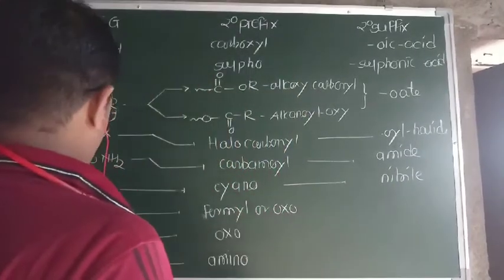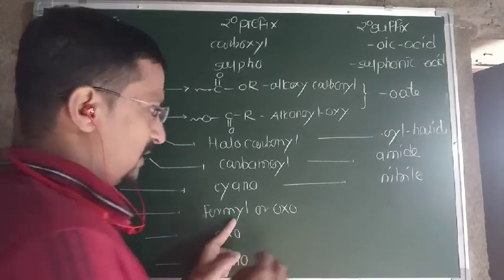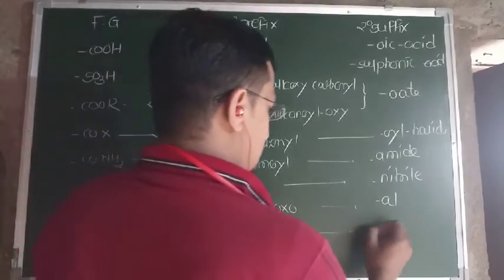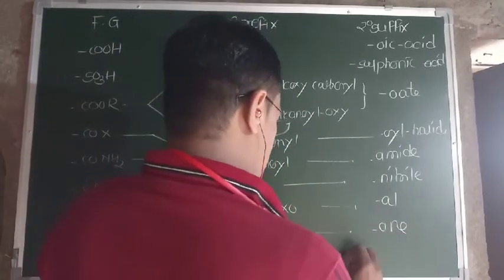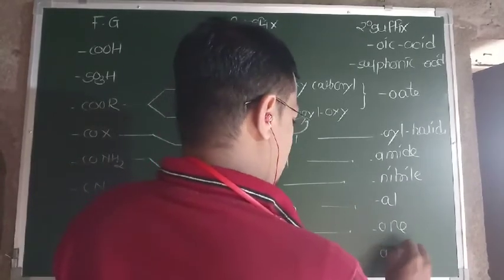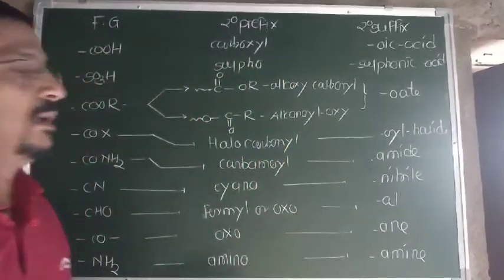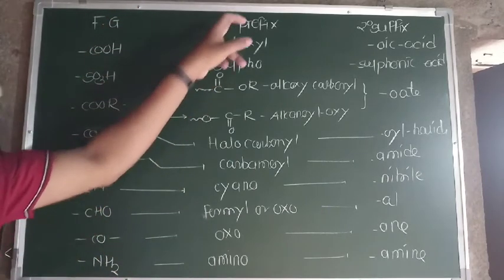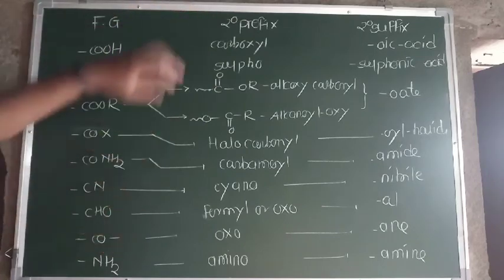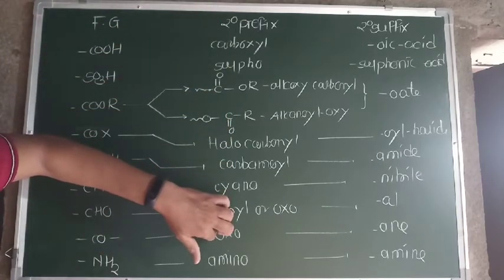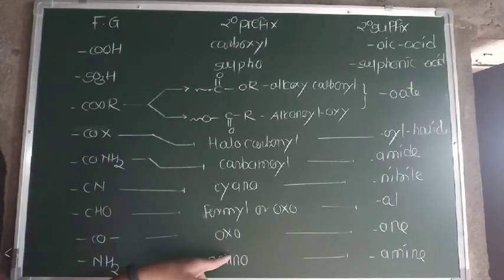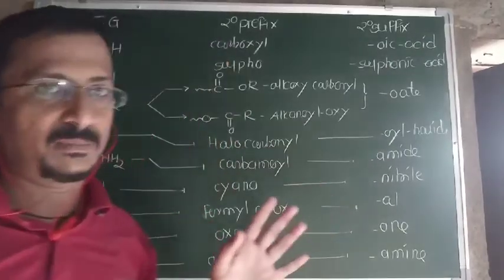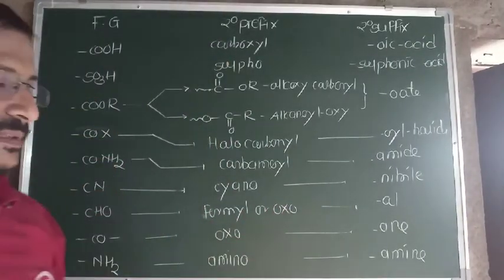Okay, nitrile. When CHO, aldehyde, is present as a secondary suffix, its ending is al. And when ketone is present, its ending is one. And for amine, its ending is amine. So this is the table of the priority order of the functional groups. When these functional groups come as a secondary prefix, meaning as a substituent, what do we call them? And when the same functional group comes as a secondary suffix, as a main functional group, what do we call them? Okay, so each one we are going to discuss one by one.